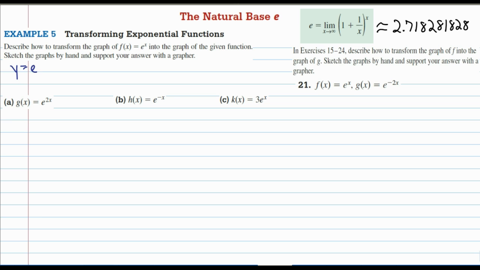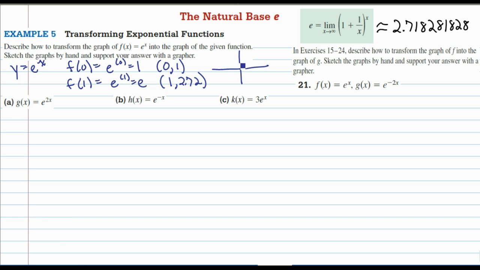So y = e^x, thinking of a couple points. f(0) would be e^0, which is 1, so it has the point (0, 1) on it. Another easy point to do would be f(1). So e^1 would be e, so that point would be (1, 2.72-ish). That would be an exponential growth function because the base is greater than 1. So I will have a function that crosses through the y-axis at (0, 1) and grows up to infinity.